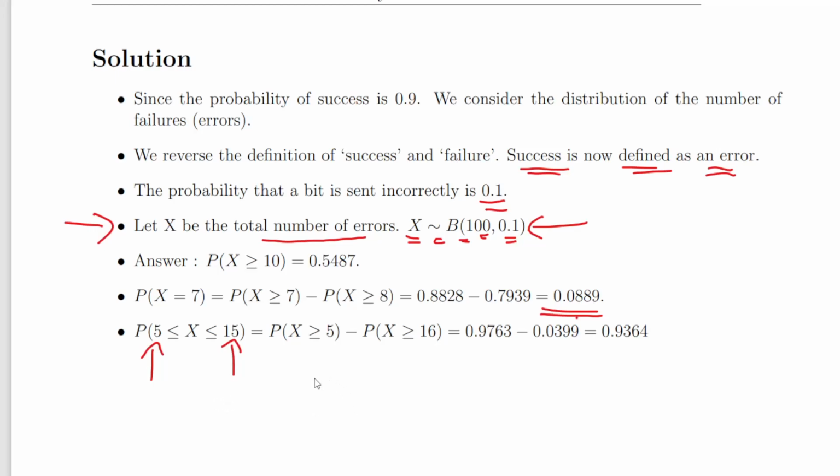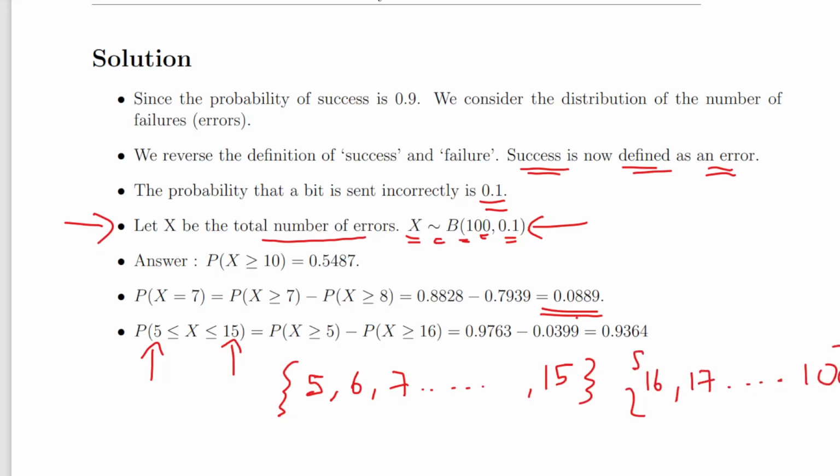The sample points are 5, 6, 7, all the way up to 15. What we want to exclude is 16, 17, all the way up to 100. So our approach is to find the probability of x greater than or equal to 5, and from that subtract the probability of x greater than or equal to 16. The probability of x greater than or equal to 16 is the probability of the sample points we want to exclude, 16, 17, all the way up to 100.